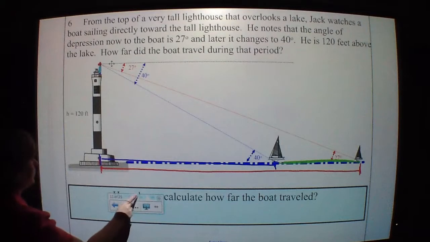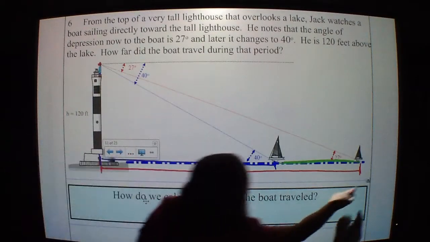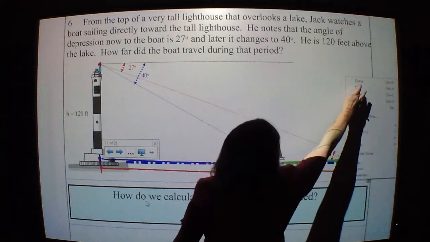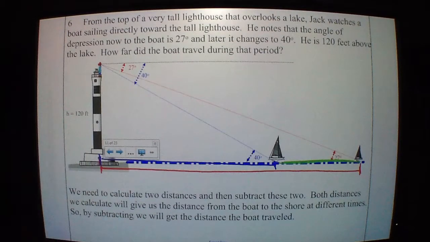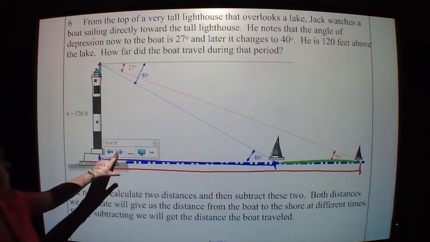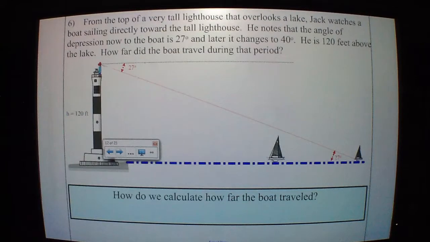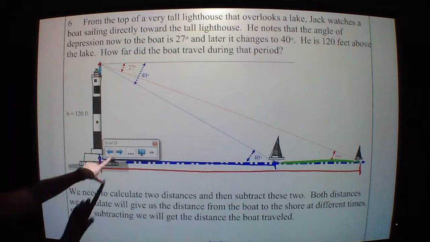So let's cut it out there. So that's right, I need to calculate the two distances and then subtract the two. Both distances we calculate will give us a distance from the boat to the shore at different times. So by subtracting those two distances, we'll see how far the boat traveled. So that's what we want to do. So first of all, we want to find out the long base first, okay? The big triangle, that was the red one, okay?